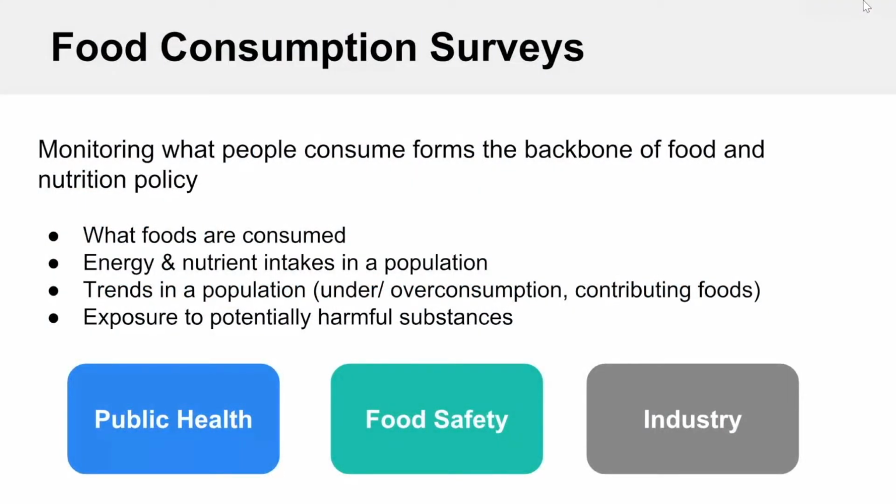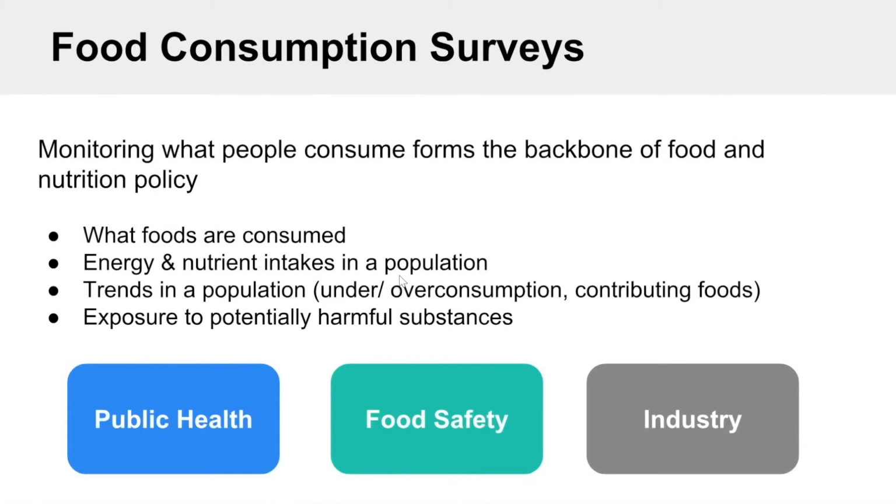So why then do we collect this data? Well, I suppose monitoring what people consume forms the backbone of food and nutrition policy. So once we have this information, we know what foods are consumed, we know energy and nutrient intake in the population, we can look at trends in the population, so who's under-consuming, who's over-consuming, different nutrients or energy, what foods are contributing. We can also look at exposure to potentially harmful substances. So this information then is used to inform public health policy, food safety, and then also used in industry.